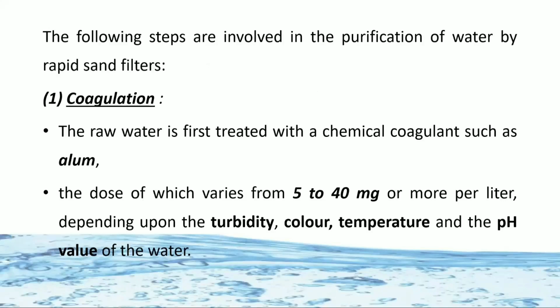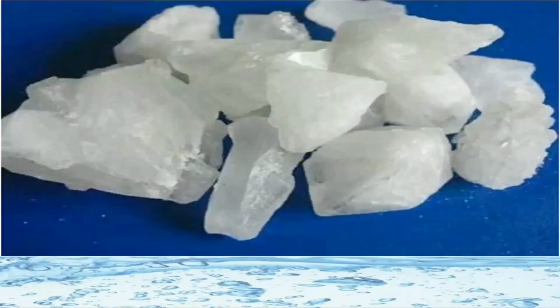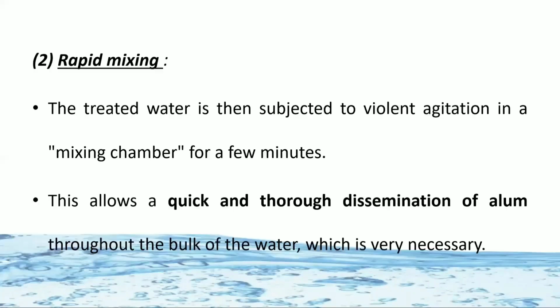First is coagulation, in which the raw water is treated with a chemical coagulant like alum, the dose of which varies from 5 to 40 mg depending upon turbidity, color, temperature and pH value of the water. This is the alum which is added first in the raw water. Rapid mixing: after adding the coagulant, there is rapid mixing for proper dissolving of the alum. This mixing is very rapid.